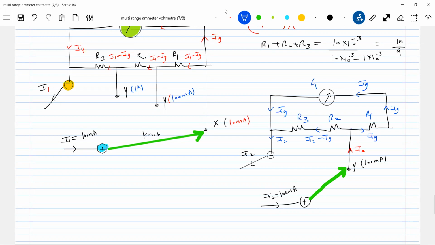Look at the point here now. It will branch out. So let's write, looking at this equation, how now that R1 and G will be in series. You look at this current now. This I2 will branch out, I2 minus Ig and Ig. This Ig will flow through the galvanometer like this. So what is the current through R1 and the galvanometer? Will be same. So therefore, this shows that they are in series.